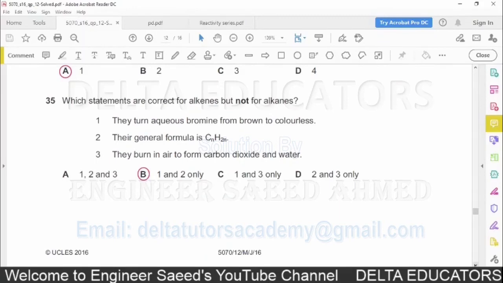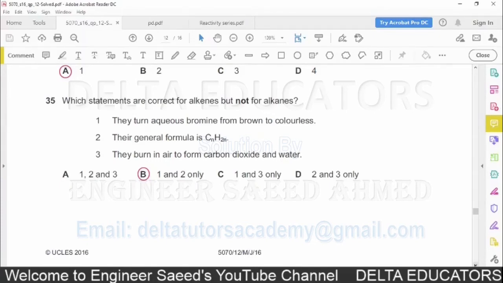Question number 35. Which statements are correct for alkenes but not for alkanes? Number 1. They turn aqueous bromine from brown to colorless. Yes, it is correct for alkenes but not for alkanes. Number 1 is correct. Number 2. Their general formula is CnH2n. It is also correct. For alkenes, the general formula is CnH2n, but for alkanes, it is not CnH2n, it is CnH2n+2. So this statement is also correct.